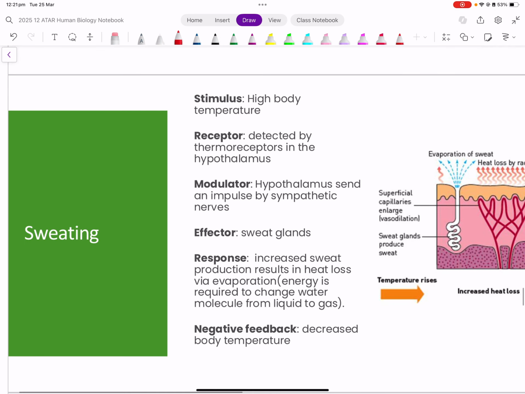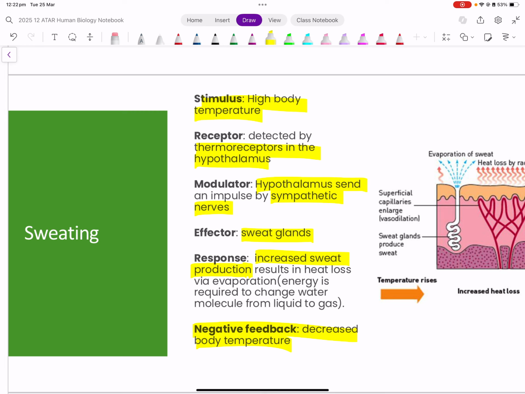Up next, sweating. Again, high body temperature. Opposite of that for the negative feedback is decreasing the body temperature. Again, thermoreceptors in the hypothalamus are triggered. When we're talking about sweating, the hypothalamus sends an impulse via sympathetic nerves. These sympathetic nerves target the effector in this case, which is sweat glands. And what do the sweat glands begin to do? They increase sweat production. Now, that right there is the response.